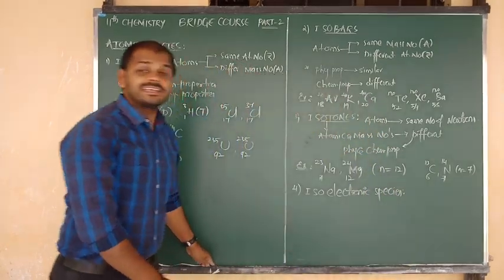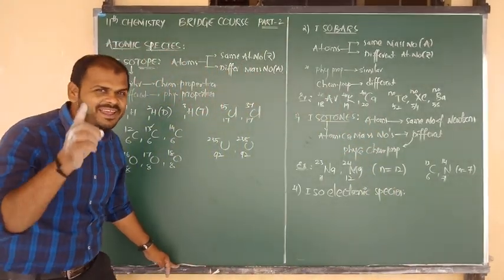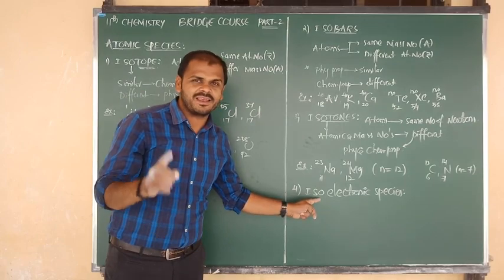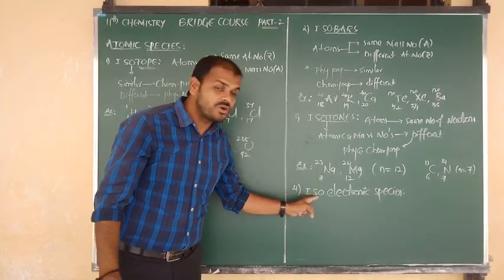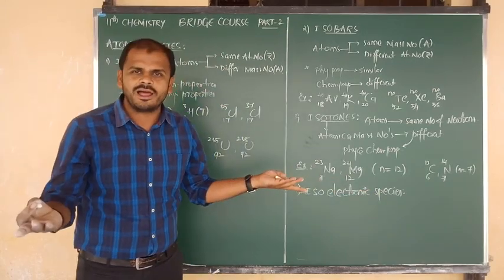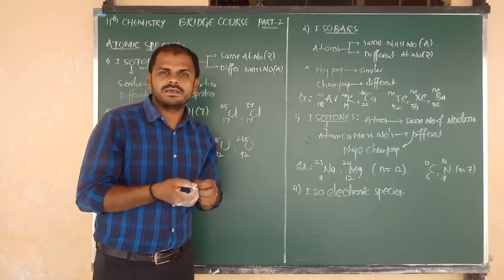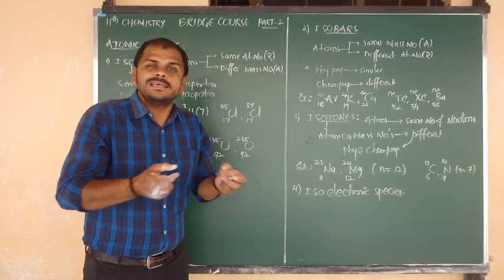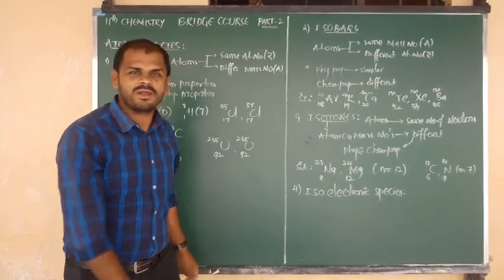So what is meant by isoelectronic species? You can grasp the meaning from the heading itself. Iso means same, electronic means electron, and species are nothing but atoms or ions. So the atoms or ions which have the same or equal number of electrons.